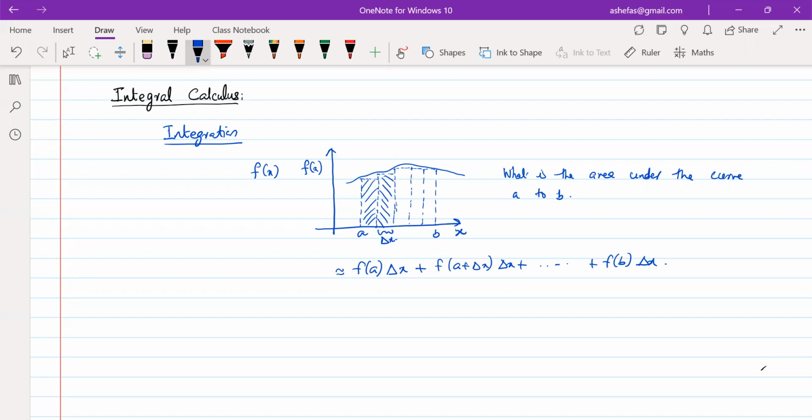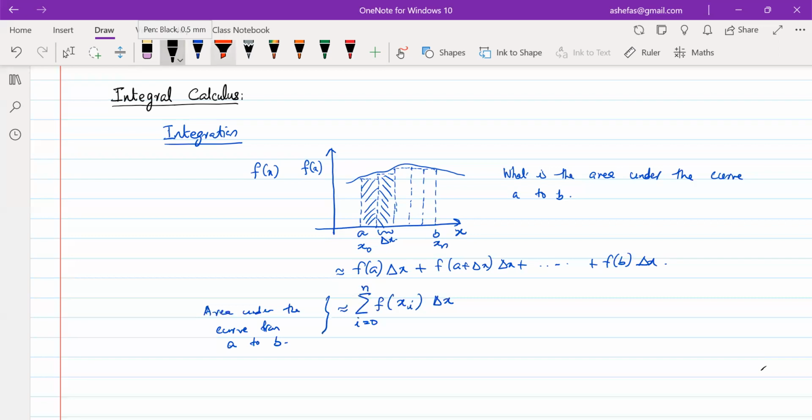Okay, so let us choose this initial value, I am putting as x0, and final b I am putting as xn. Then this can be approximated as the sum of f of xi delta x, sum over i equal to 0 to n. Also, this is an approximate area under the curve from A to B.